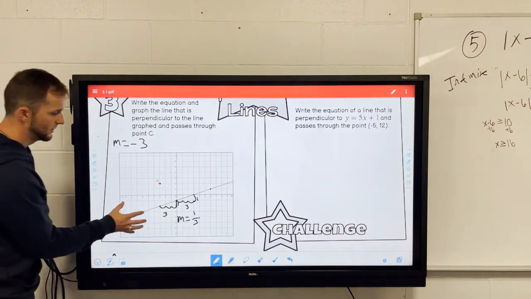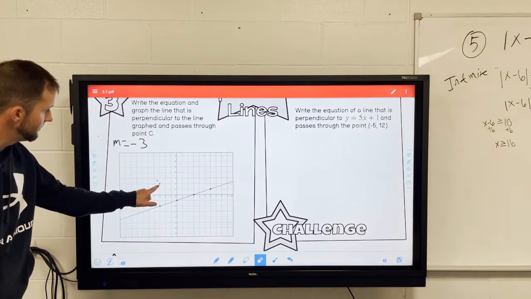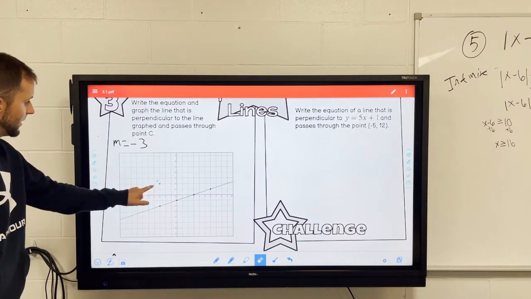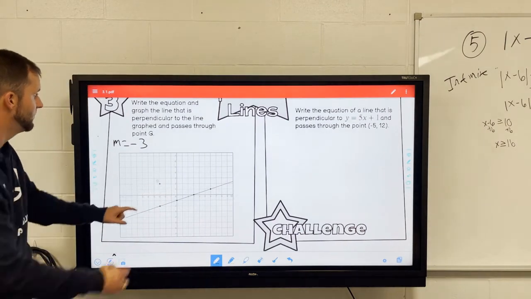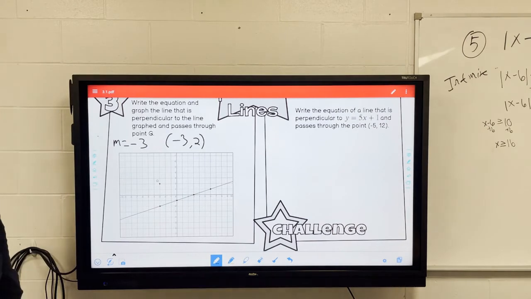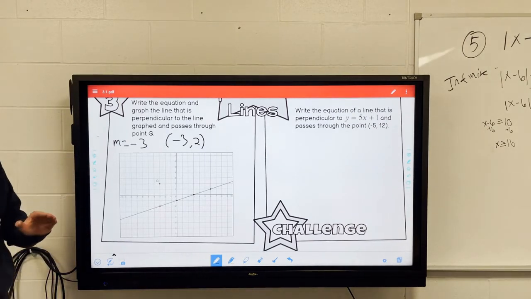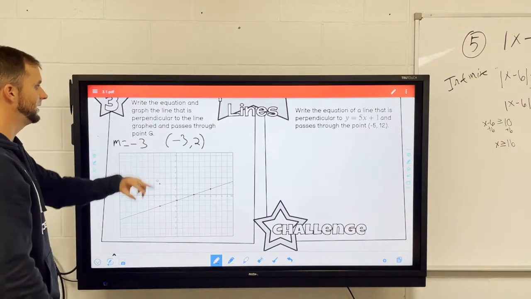Okay? So now using that info, I'm given point G, which it says C, but I want you to make it G here. G is going to be -3, +2. So -3, +2. And I'm going to plug this into point slope form and figure out my equation, and then I can graph it here. Okay? So with that being said, let's go ahead and get the equation.